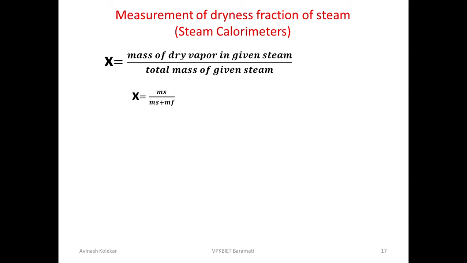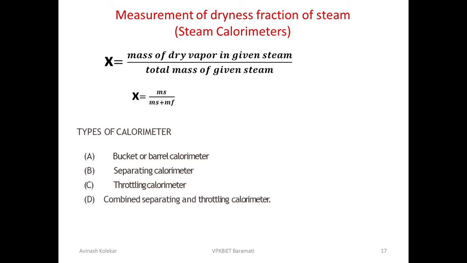There are different types of calorimeters. Generally four calorimeters are there in our syllabus. The first is the bucket or barrel calorimeter. The second is the separating type calorimeter. The third is the throttling type calorimeter. And the fourth is the combined separating and throttling calorimeter. Each calorimeter has its own advantages and drawbacks, and all differ in accuracy. We have to select based on our application and how much accuracy we require.